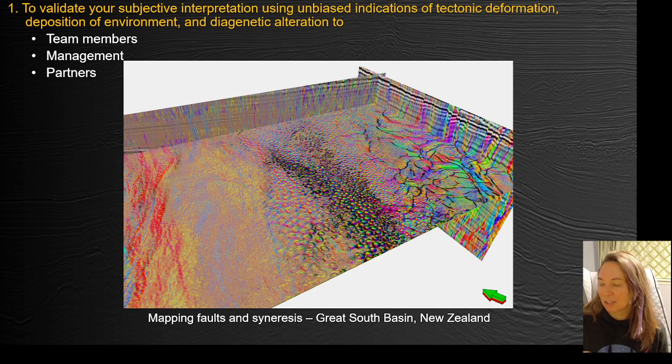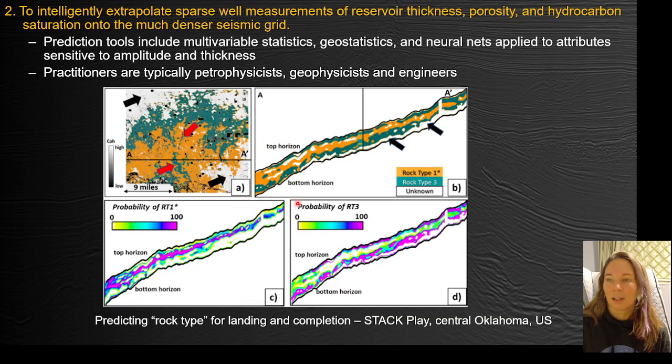And so here's an example of showing the honeycombed hexagonal and elliptical syneresis features that may end up giving us some drilling problems. And so we could very easily see that in the seismic data.